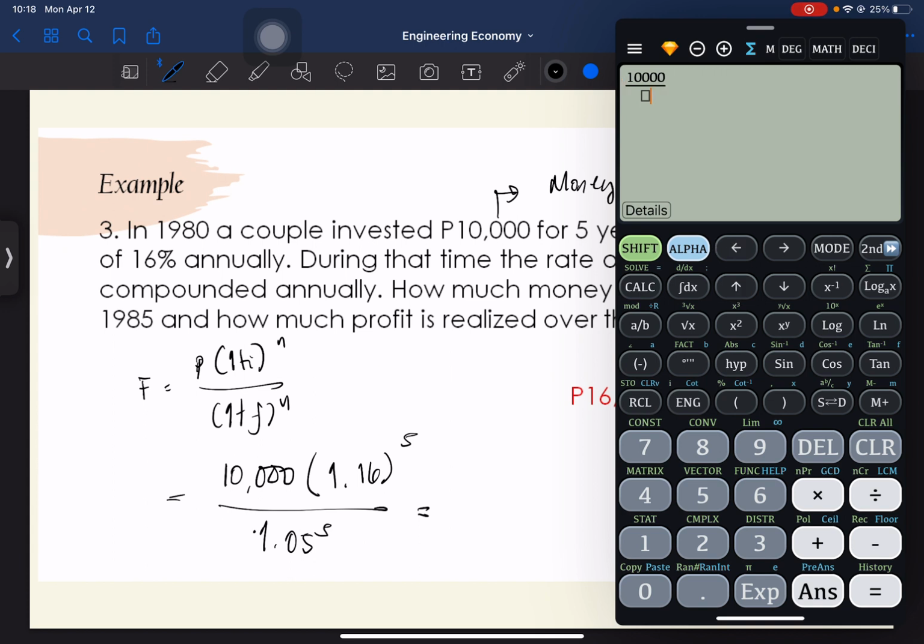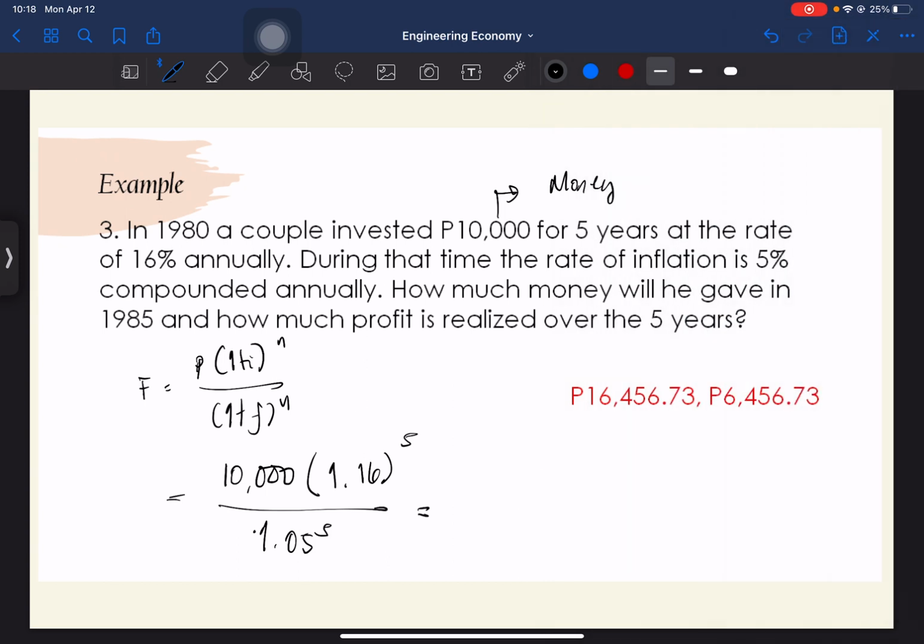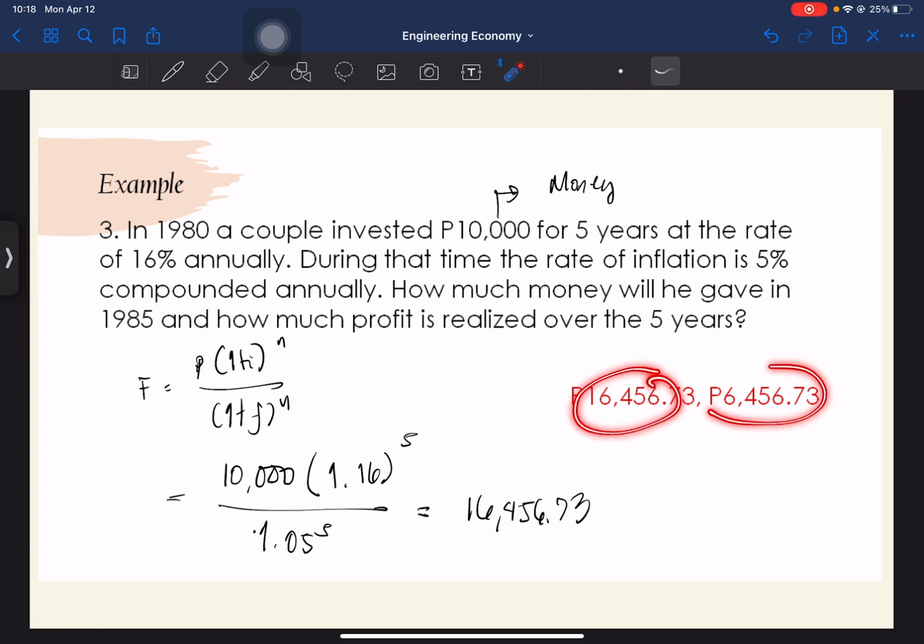1.16 raised to 5. Kaya kailangan yung pera mo lumalago ng more than the inflation rate annually. Yan, 16,456.73. Okay? And that's our answer. Ang profit natin is, ayan, syempre nagsimula ka sa 10,000 minus 10,000. Ang profit mo, 6,000. Okay? That's it.